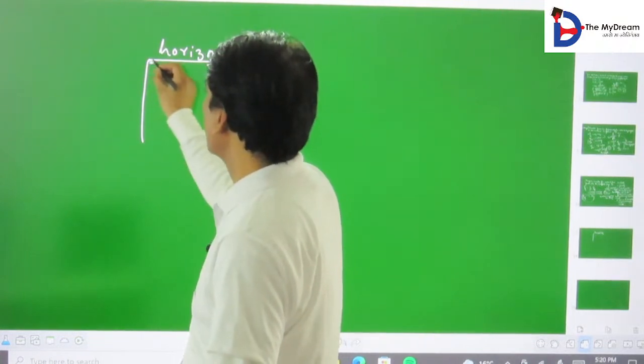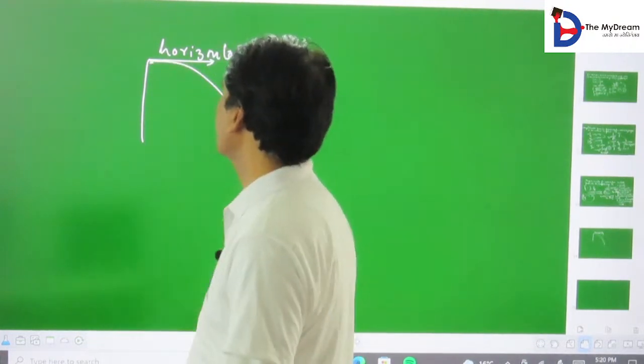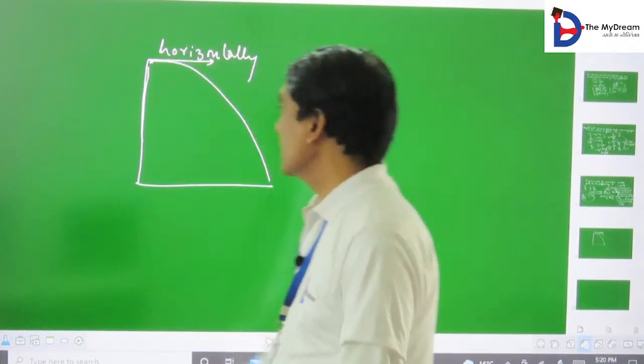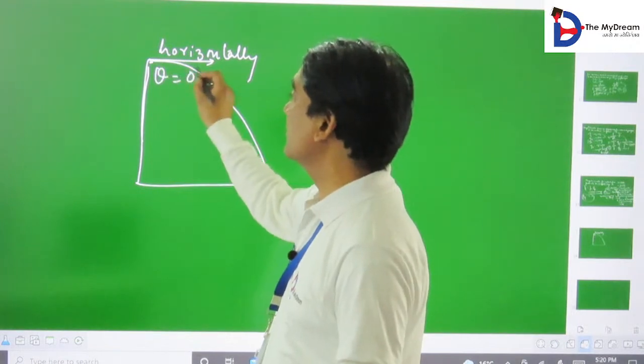An object is thrown horizontally like this. Because of gravity it will come down. It means theta here is how much? 0.